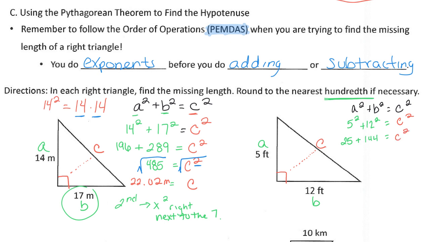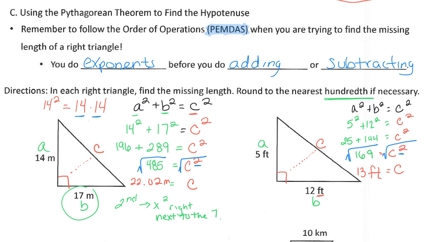Add those up, so 144 plus 25 gives us 169, equals c squared. Now again, once we are left to this step, we have that 2 we need to get rid of. We square root both sides. And you get c is equal to what? What is the square root of 169? It is 13. And don't forget to label 13 feet.